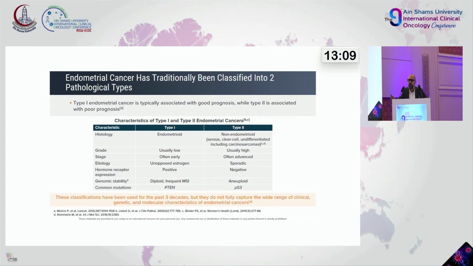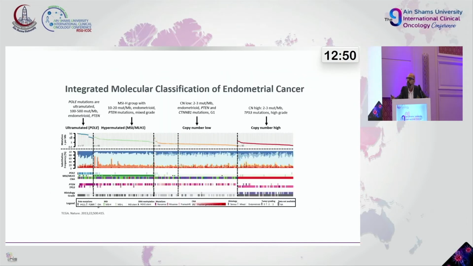The classic endometrial subtypes were endometrioid type 1 and non-endometrioid type 2, which includes serous, clear cell, and undifferentiated, including carcinosarcoma. Was this enough? Unfortunately, this old classification has been used for the past 3 decades, but it didn't fully capture the wide range of clinical, genetic, and molecular characteristics of endometrial cancer. And here we see the importance of the new integrated molecular classification of endometrial cancer.